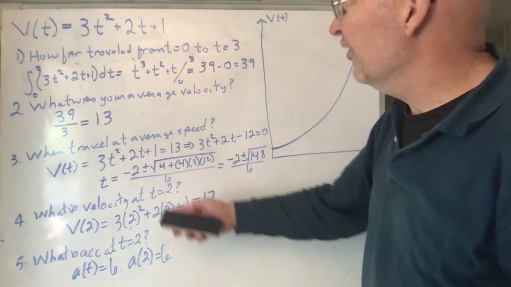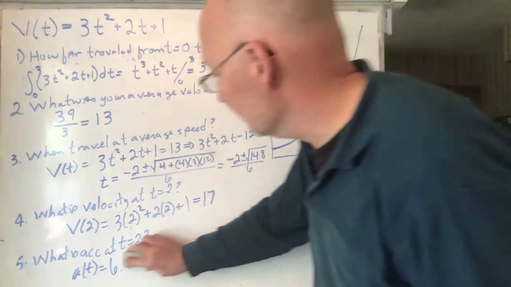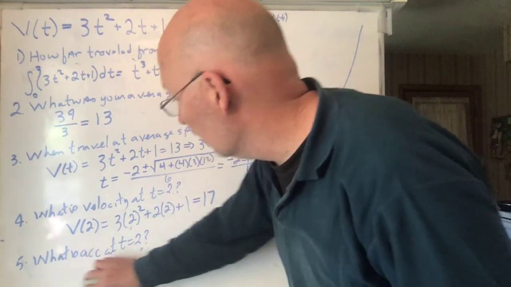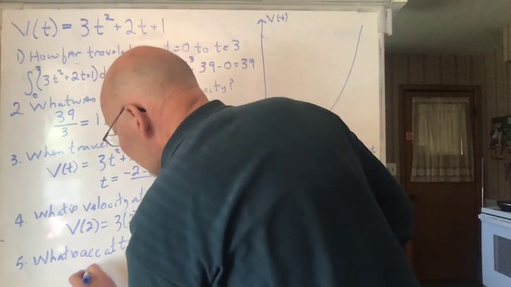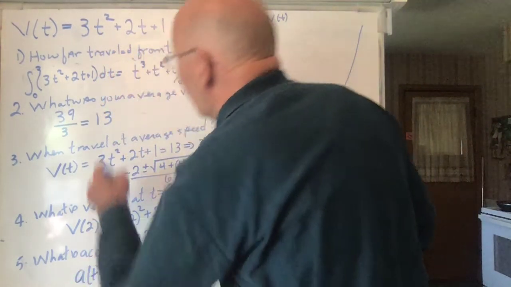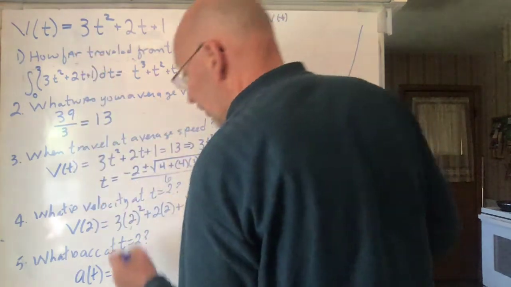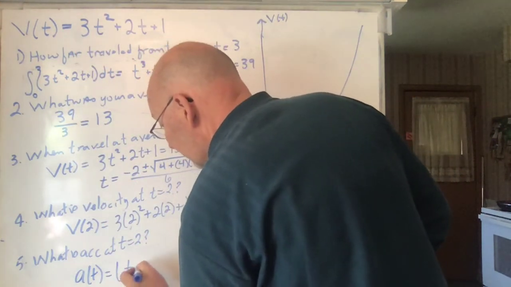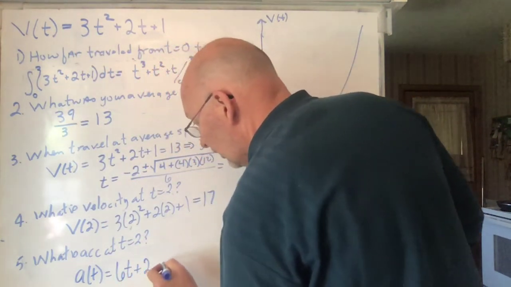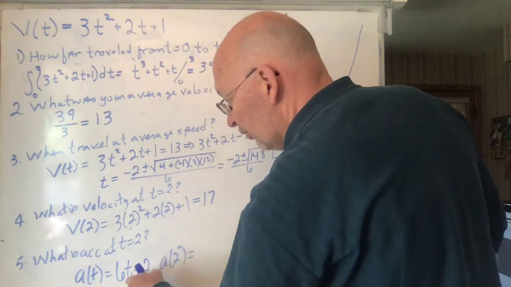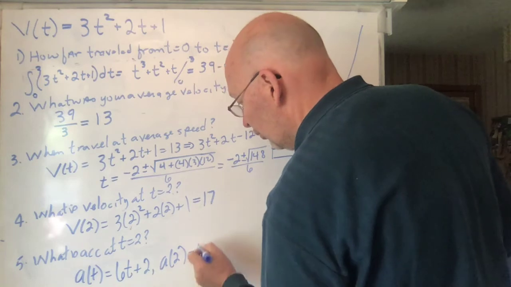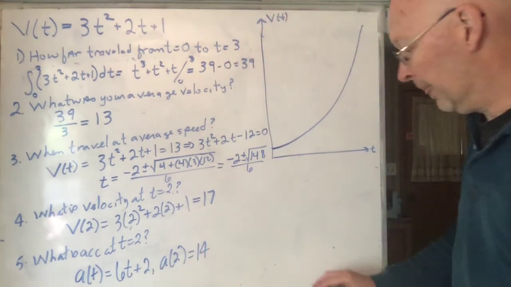And finally, what's the acceleration? Well, to get the acceleration, we need to take the derivative of the velocity again. So the acceleration at any time is going to be what? 6t plus 2. So the acceleration at time equal to 2 is going to be what? Put a 2 in here, you're going to get 12 plus 2 is 14.